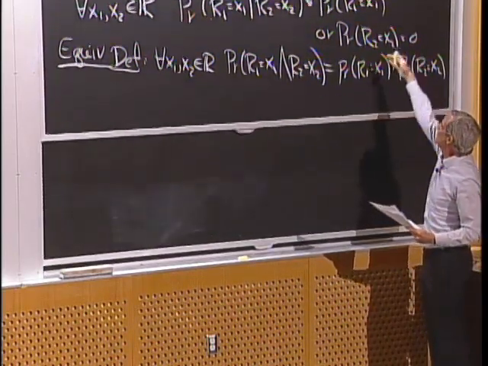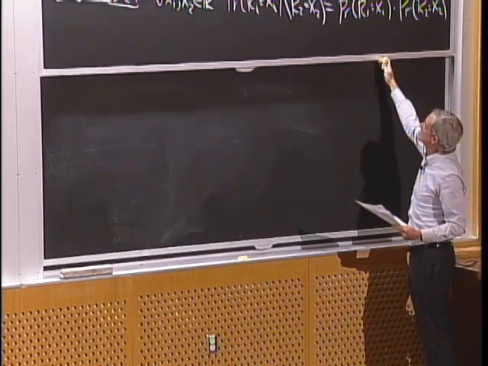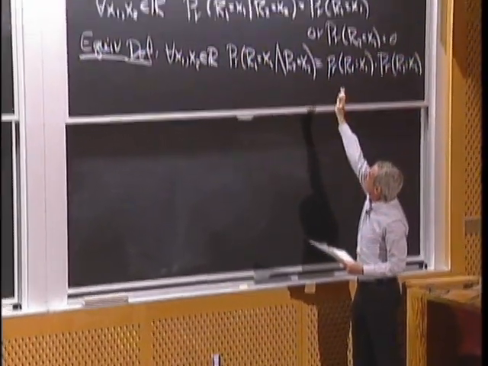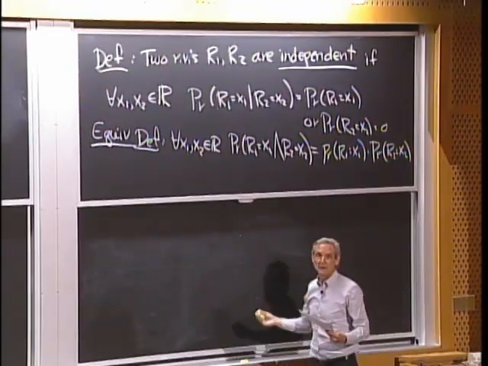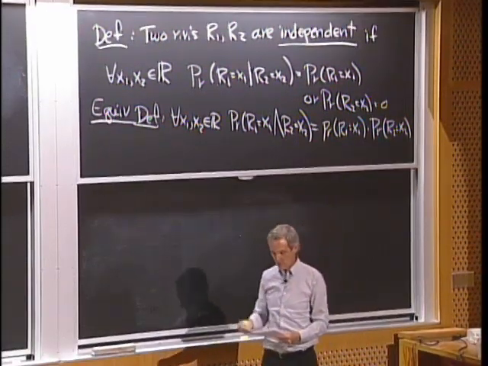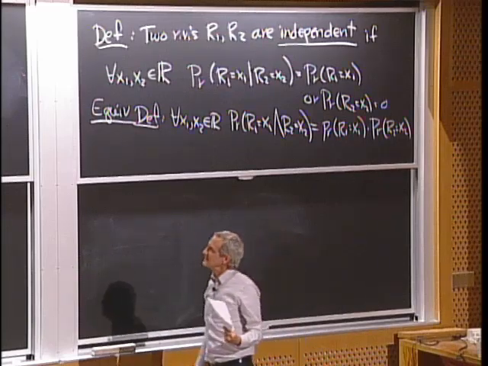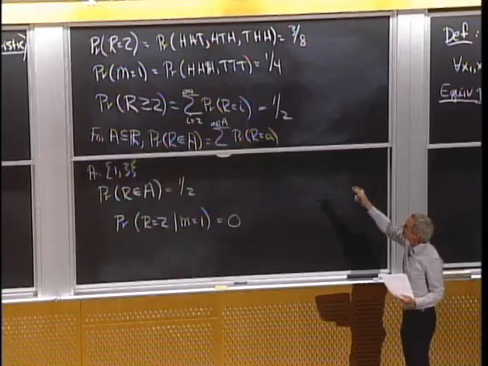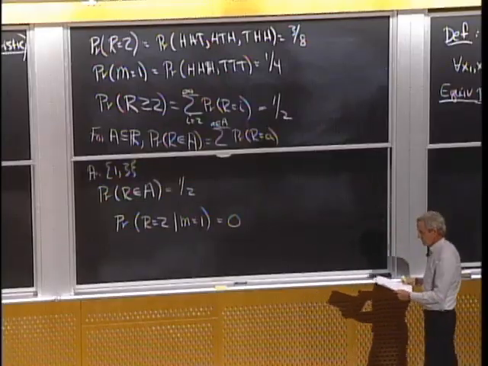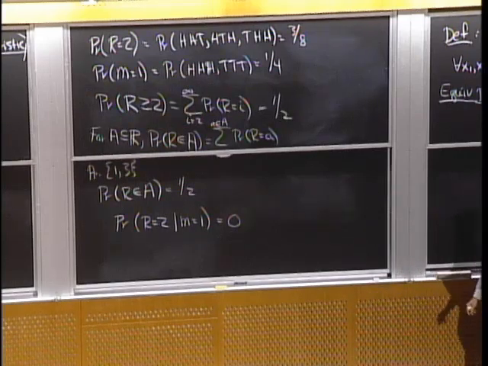And you don't have to worry about that case where R2 being x2 is 0. All right, so we can use both of those as definitions of independence of random variables. All right, so let's see an example. We've got R and M. We've talked about two random variables. Are they independent random variables?